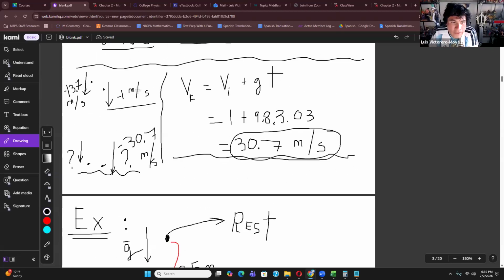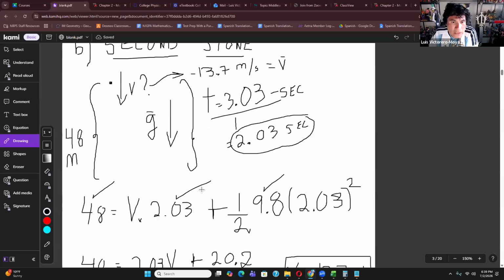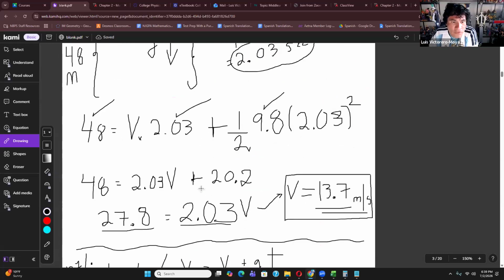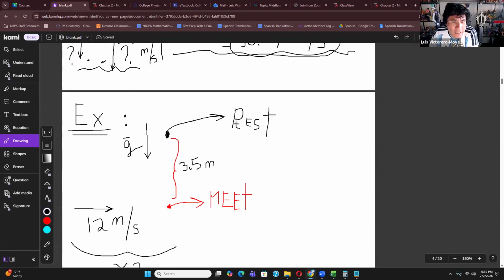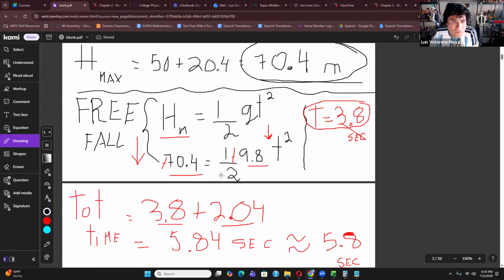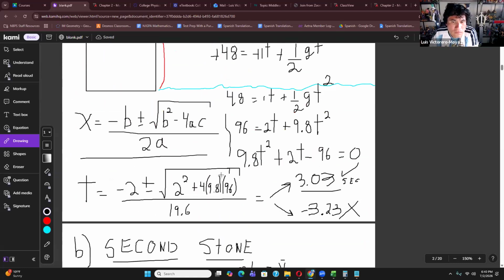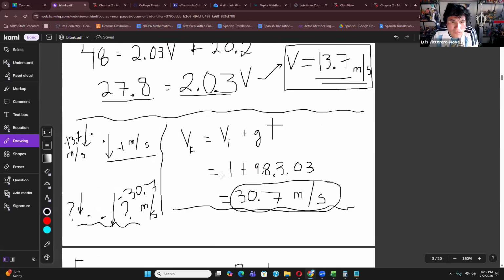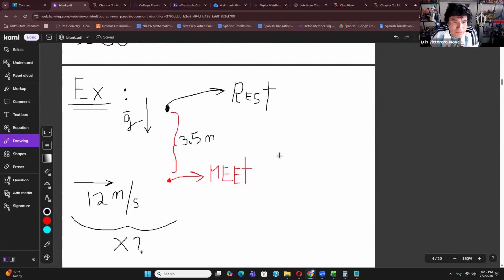Okay, so for the second one, I think you guys can do it. That's your 2 examples on freeform. I have another example here I want to go over, but is there any questions about this? You're good? Okay.